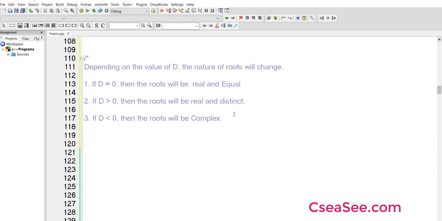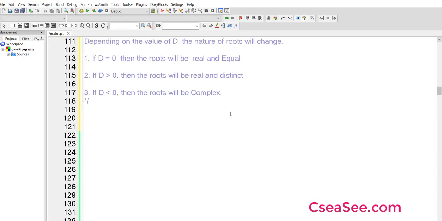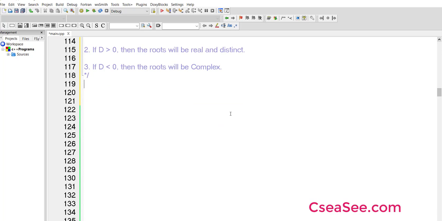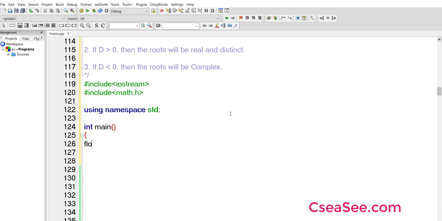So I would comment this off. First we need to include our iostream, and then I would include math.h, as we need to perform some calculations, and then using namespace std, it's the library. Then we'll start with int main, and then we'll have to declare the roots.